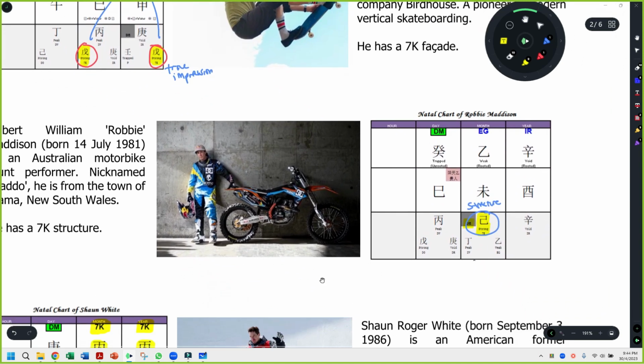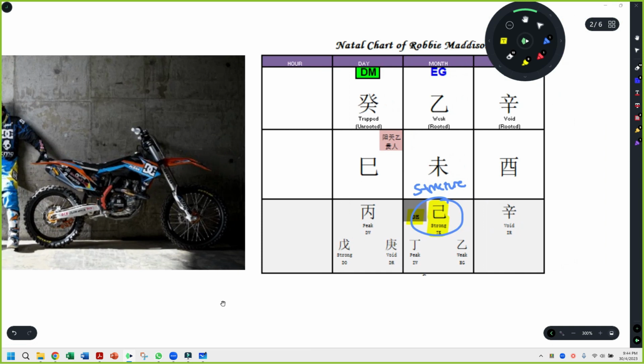Okay, now how about Robbie? How many do you see for Robbie? How many 7 Killing do you see?